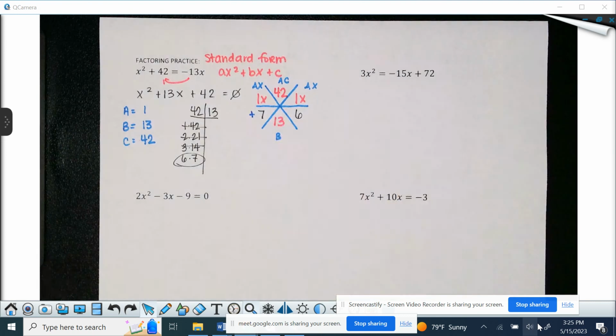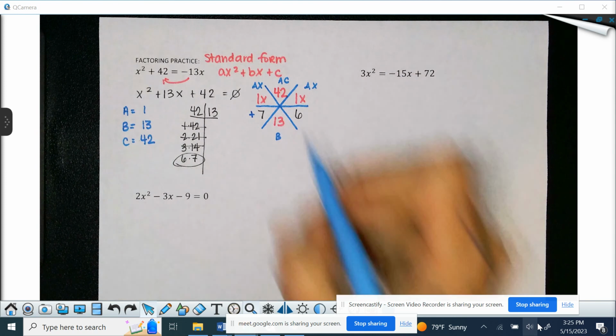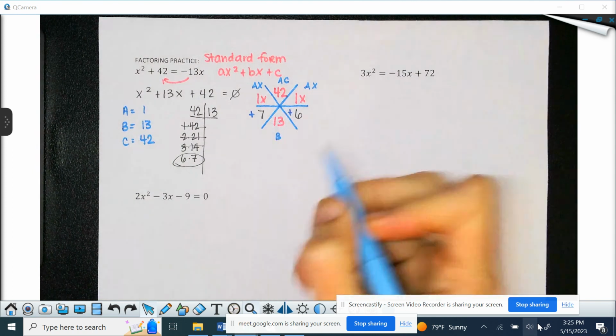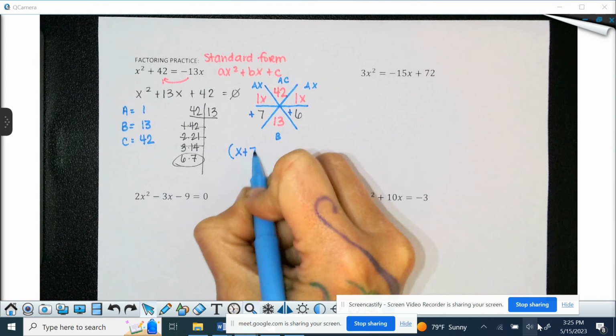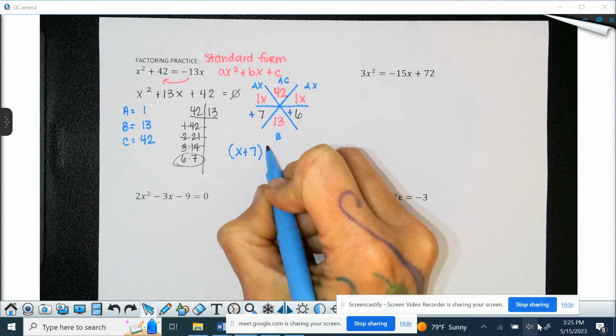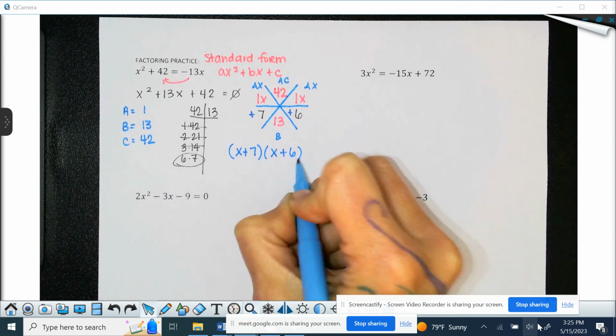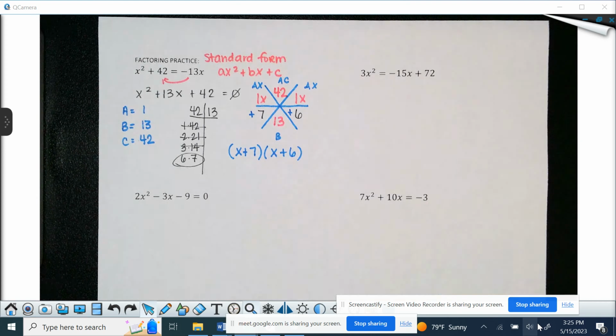If I have a $7 in my pocket and I need to have $13 in my pocket, is 6 going to be positive or negative? Good. So then 1/7 can't be reduced. That's going to be x plus 7. And 1/6 can't be reduced. That's going to be x plus 6. Again, these are the factors. So if it says to factor, we're done.